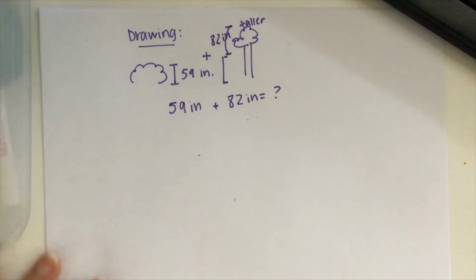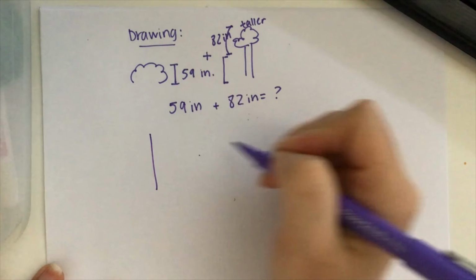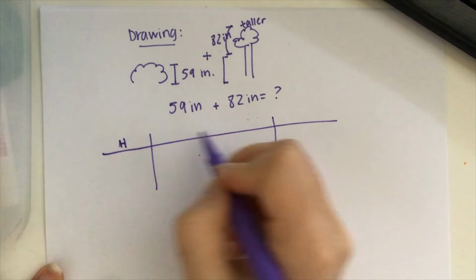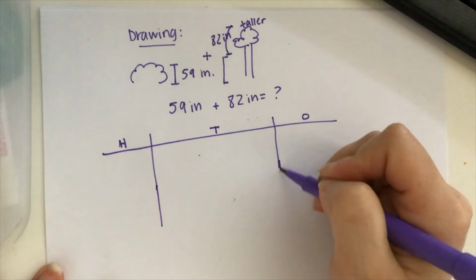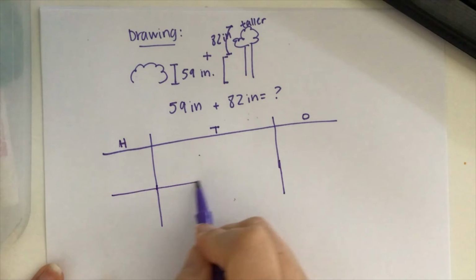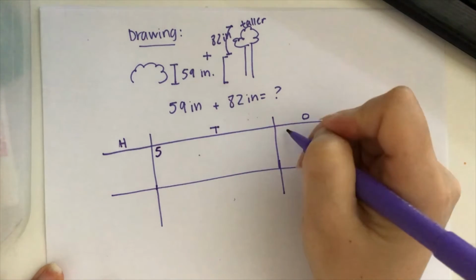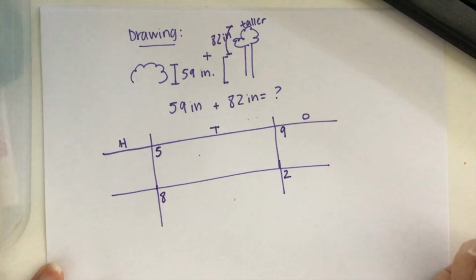and the first way we're going to do it is by drawing. I think yesterday I did it top and bottom. Today I'm going to do it side to side. Hundreds, tens, ones. A portion of my boxes like that. So I'm going to do 59 in here and 82 in here.